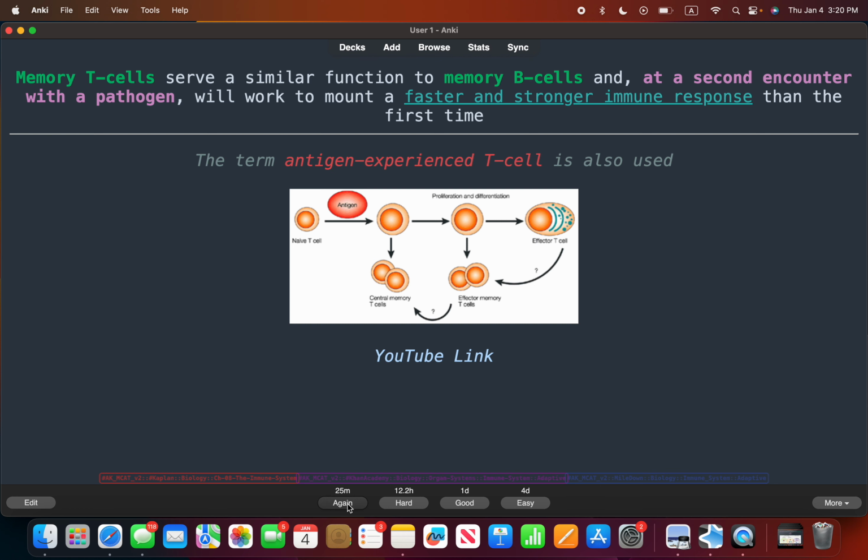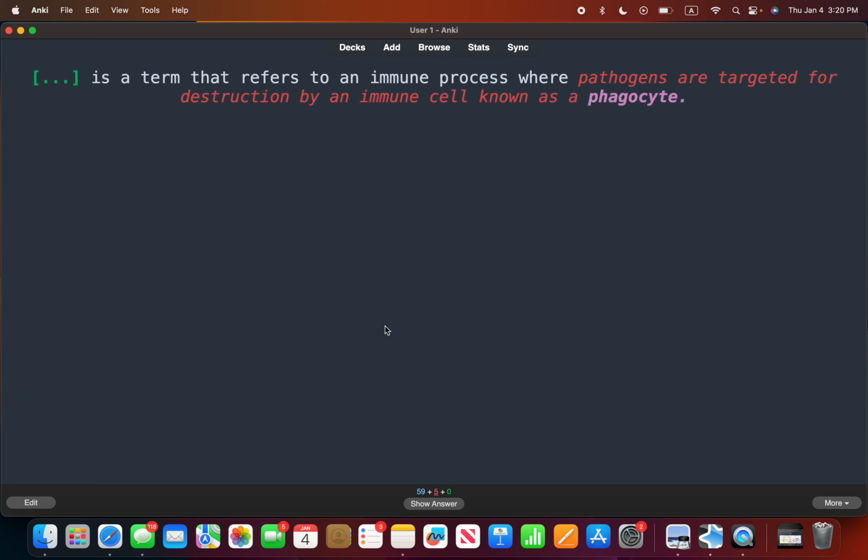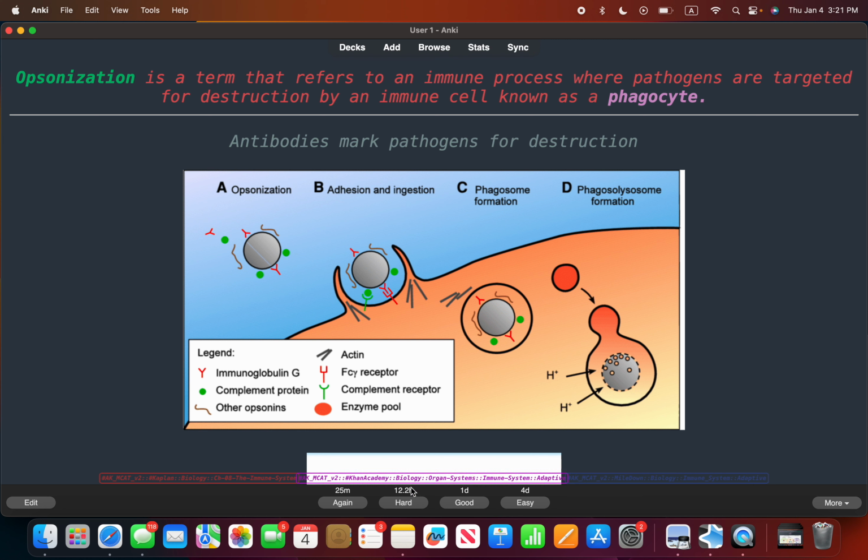Perfect. So now let's do this. What is a term that refers to an immune process where pathogens are targeted for destruction by an immune cell known as a phagocyte? Oh, this is opsonization. So opsonization is like targeting and tagging the pathogens for destruction by phagocytes. We got this now.